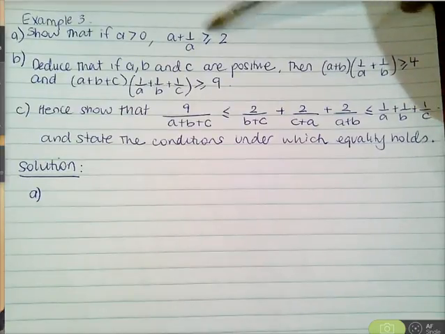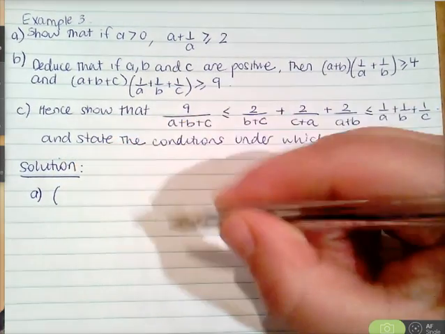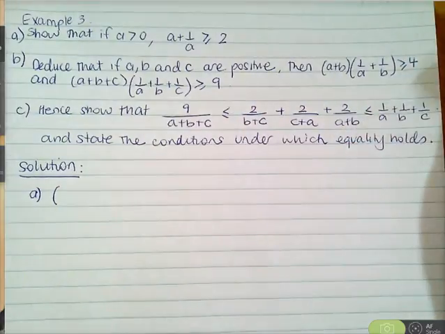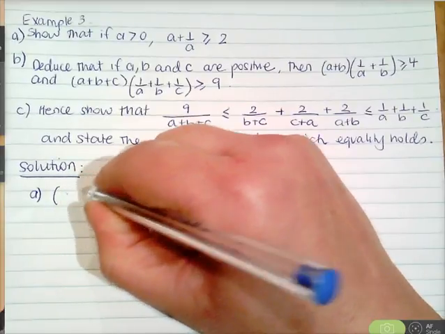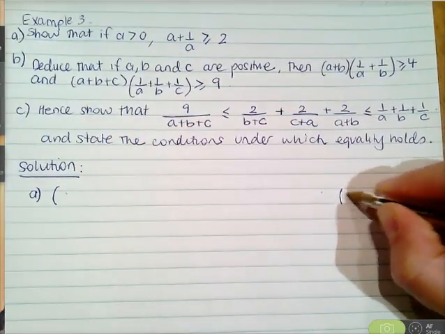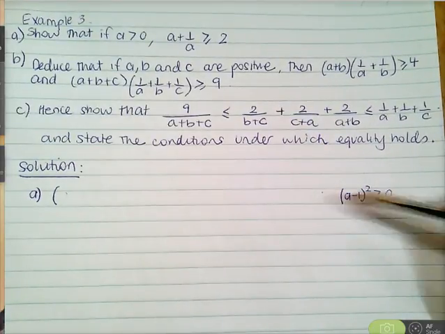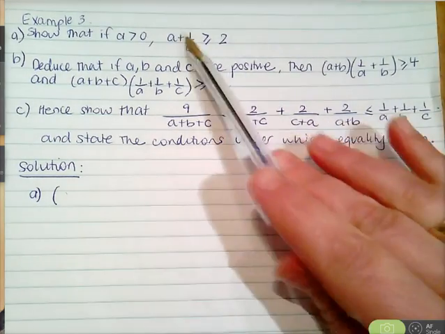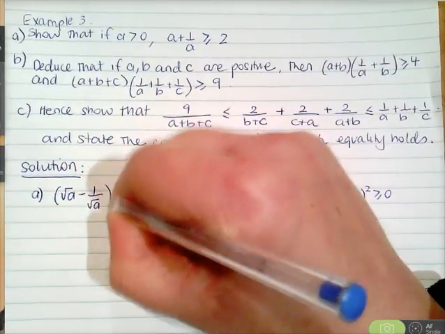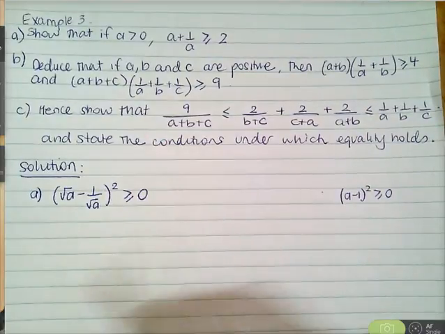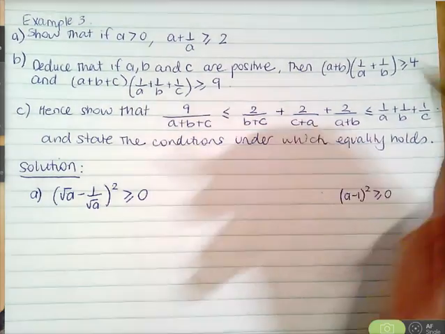Now, when we proved this earlier, to prove that a plus 1 on a is greater than or equal to 2, we started off with a minus 1 squared is greater than or equal to 0. There's actually a few ways that you can do part A. I'm just going to show you another way here. Last time we started with a minus 1 squared is greater than or equal to 0. We expanded, we divided through by a, providing a is positive, and then we came up with that expression. But another way you can do this is you can start off with the square root of a minus 1 over the square root of a, squared, is greater than or equal to 0, because when you square this, you'll end up with your a plus 1 on a plus 2, and then just take the 2 to the other side.